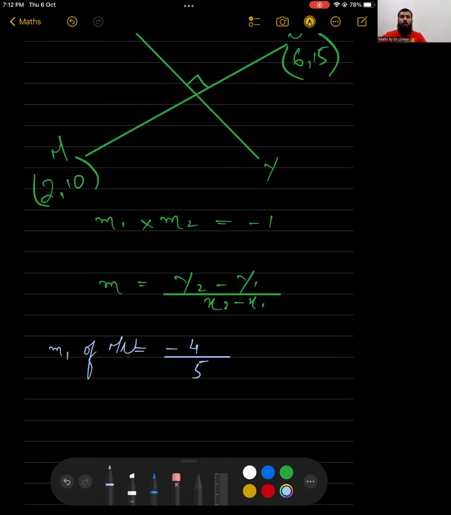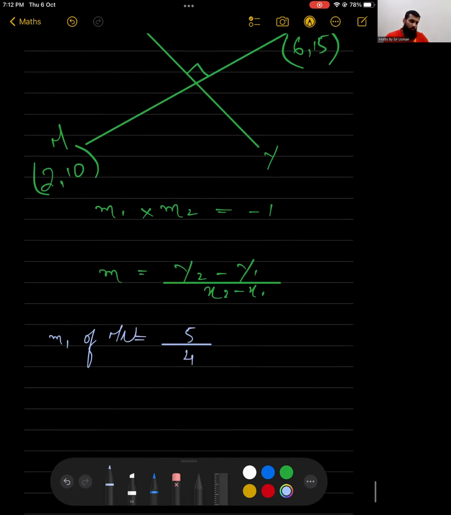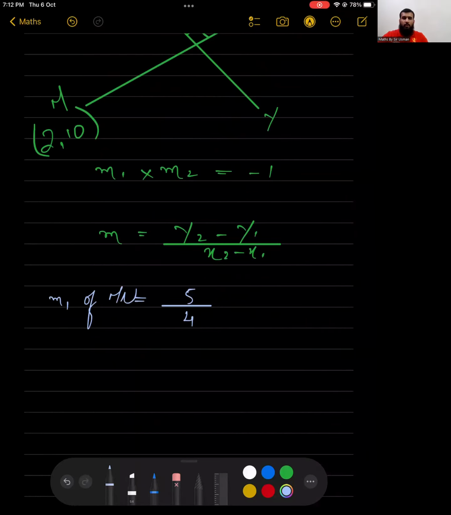We now have the value of m1. Okay, so Masood, can you tell me the gradient for m1? It should be 5/4. Yeah, correct. Kindly just confirm if the rest of you are getting the same answer or not. Okay, so almost all of you, I guess, are getting the same answer. So you have the value of m1.